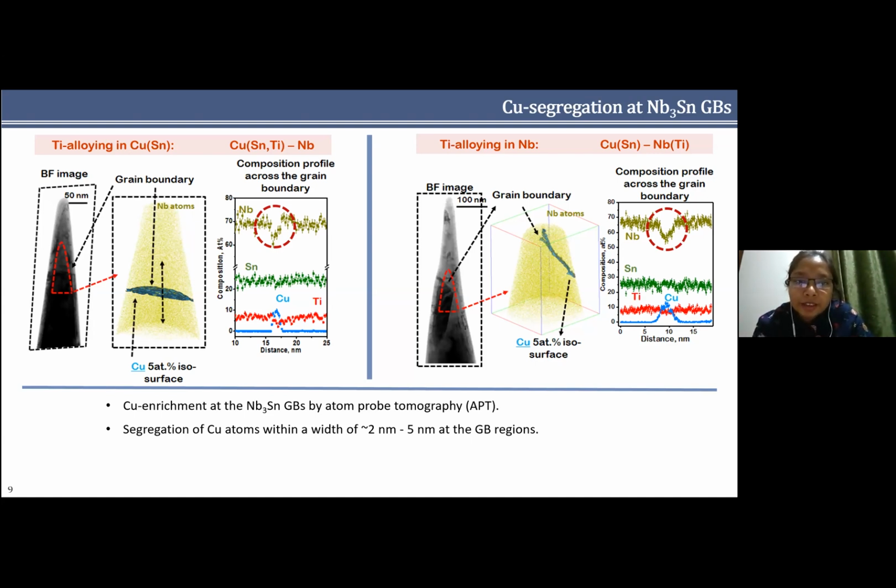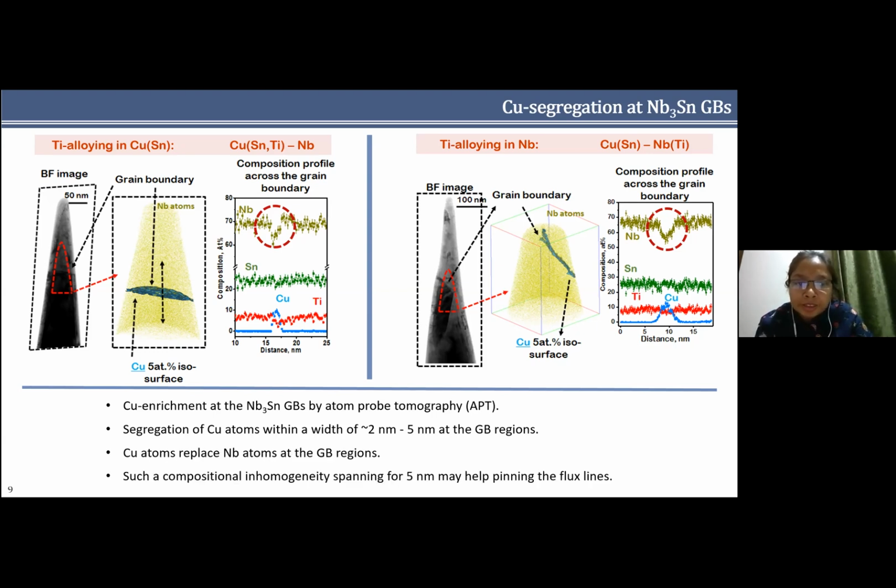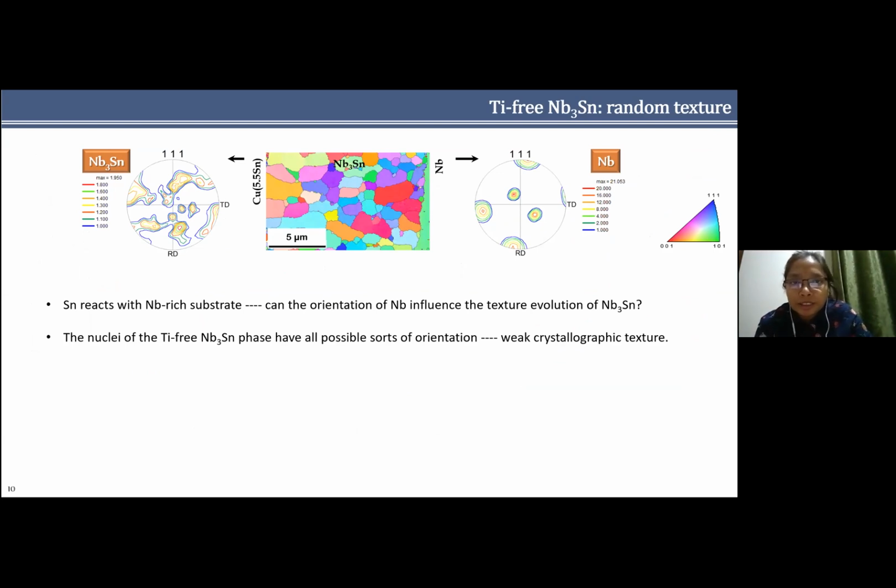So you could say that since the tin composition was almost the same throughout, across the grain boundary, in the Nb3Sn case the copper atoms actually replace the niobium atoms. The moment this replacement happens, there is a stoichiometry change for the Nb3Sn phase. Such a compositional inhomogeneity, which spans over 2 to 5 nanometers, may also help in pinning the flux lines. Now we have understood how tin dissociates from bronze, which is copper-tin, and reacts with the niobium substrate and forms Nb3Sn.